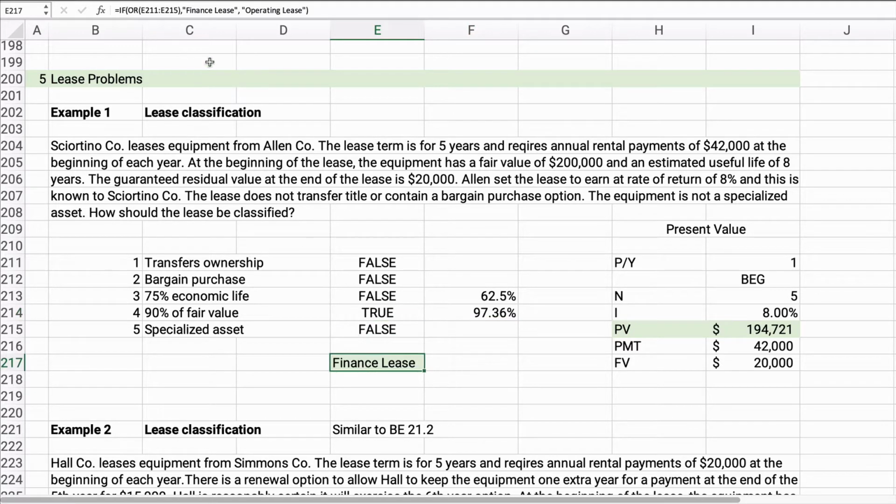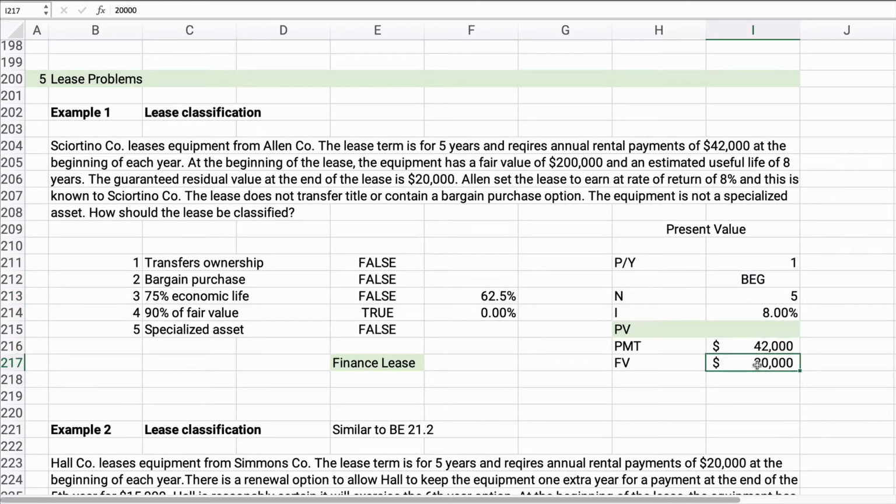So therefore, I've got a little if statement that calculates. If any of these are true, then it's going to say, hey, it's a finance lease. So the answer to, I think this is similar to brief exercise 1. I just changed numbers. And so therefore, it's a finance lease, and here's why. It meets the 90% test. All right, so let's calculate this. We have 1 period per year. The payments happen at the beginning of the year. 5 years, 8%, $42,000 is the payment.